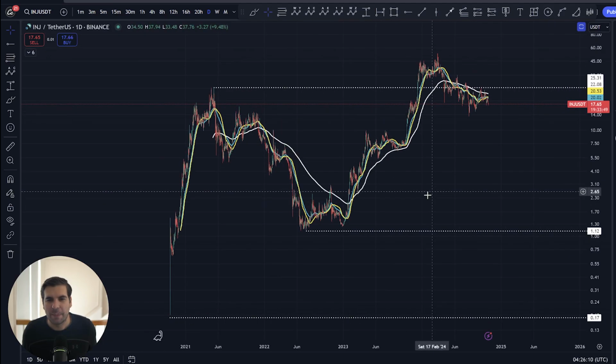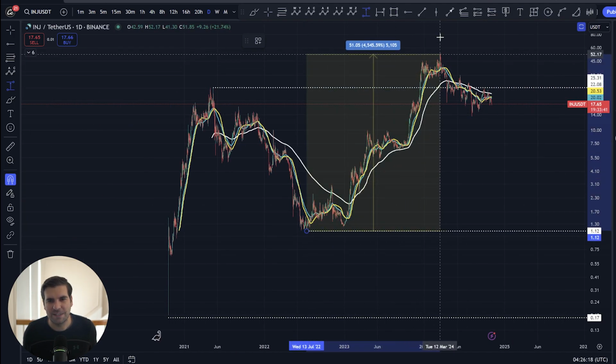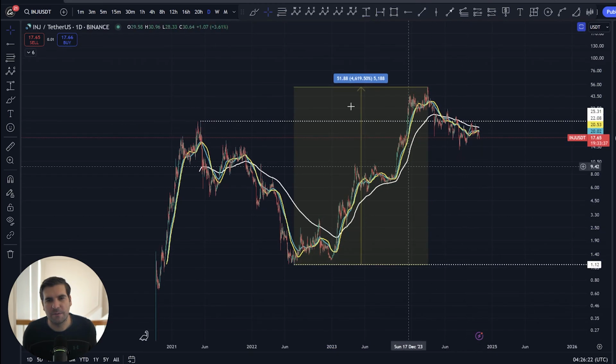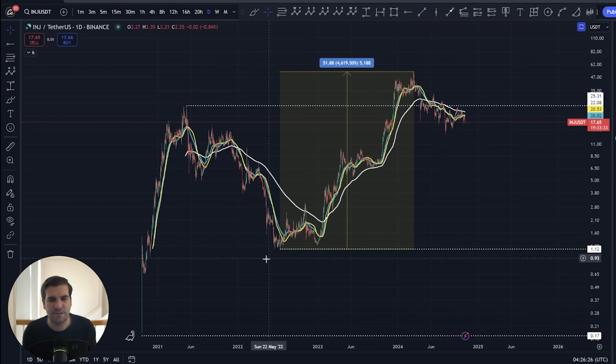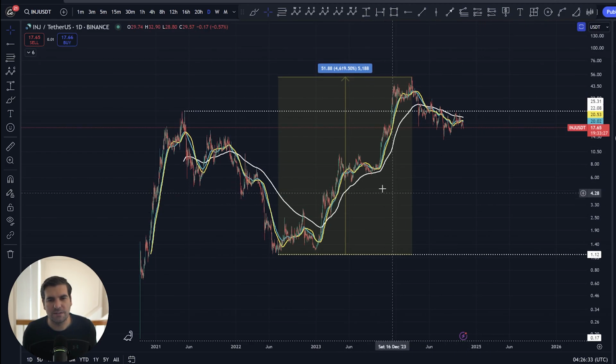It's wild. And then, of course, we saw a fantastic run from those lows, right? A lot of people would be selling in fear down here because they don't understand the markets. But here you can see a very, very good run so far of 4,619%, 46x from the lows that we saw in July 2022. Okay, so great moves for Injective so far.